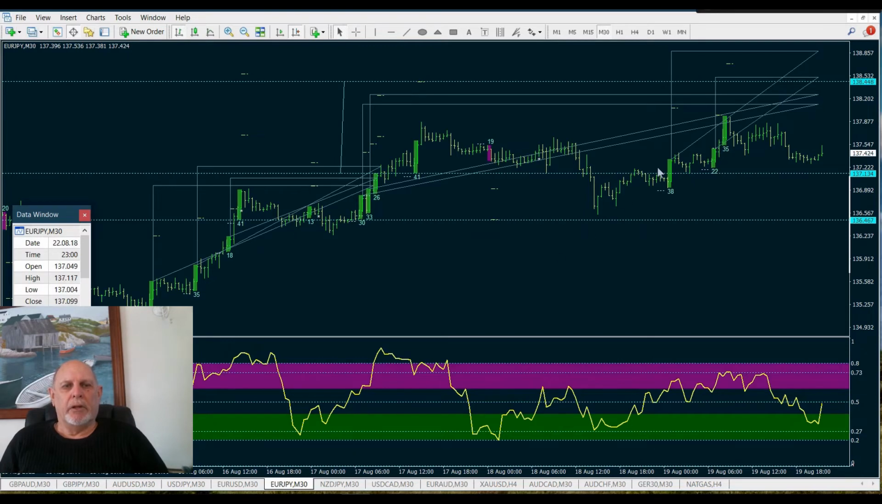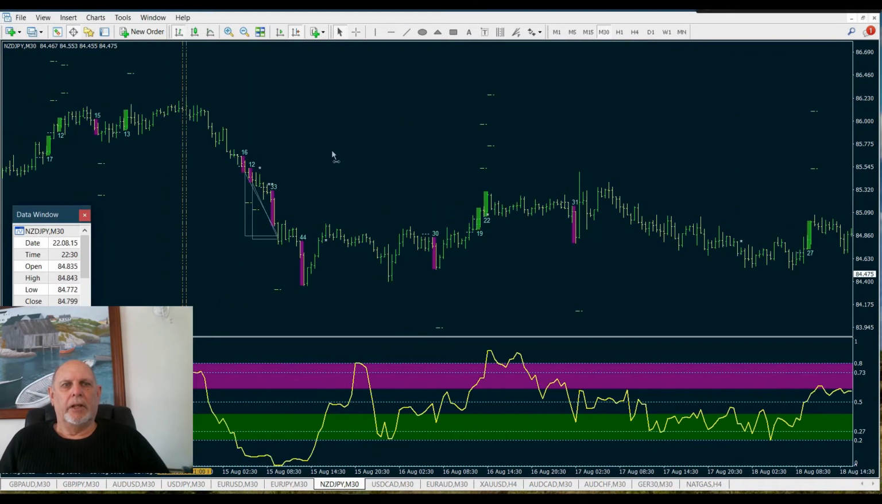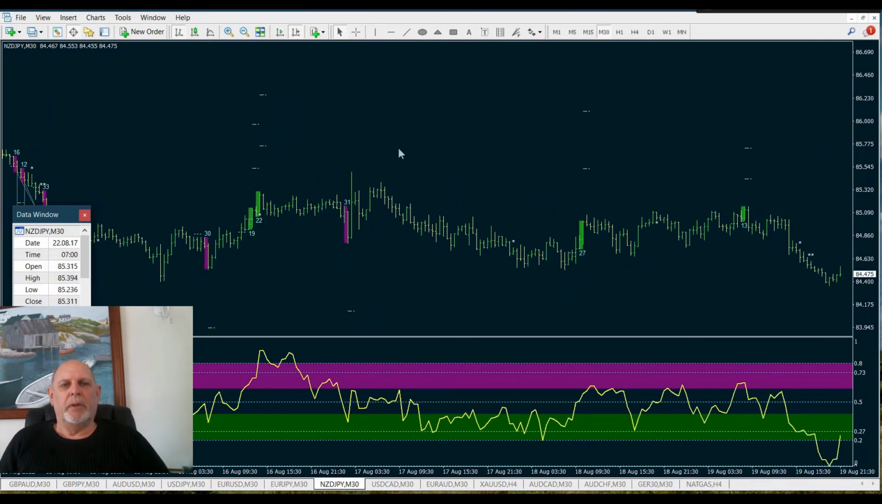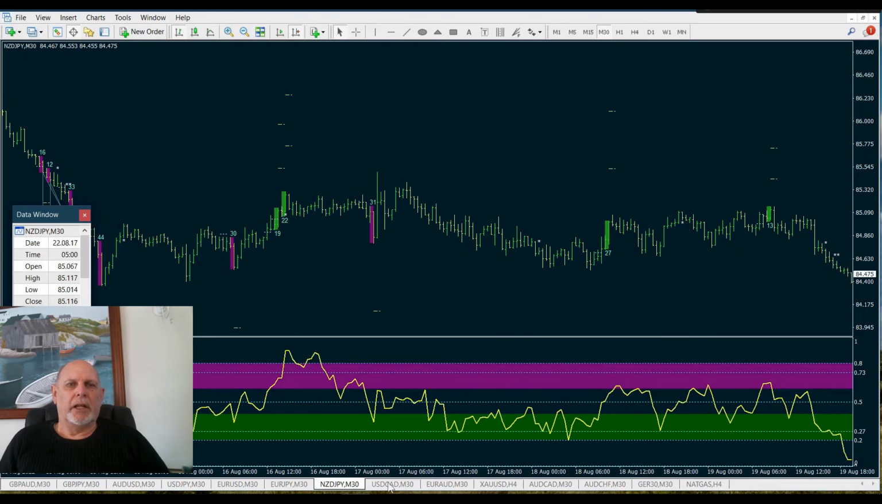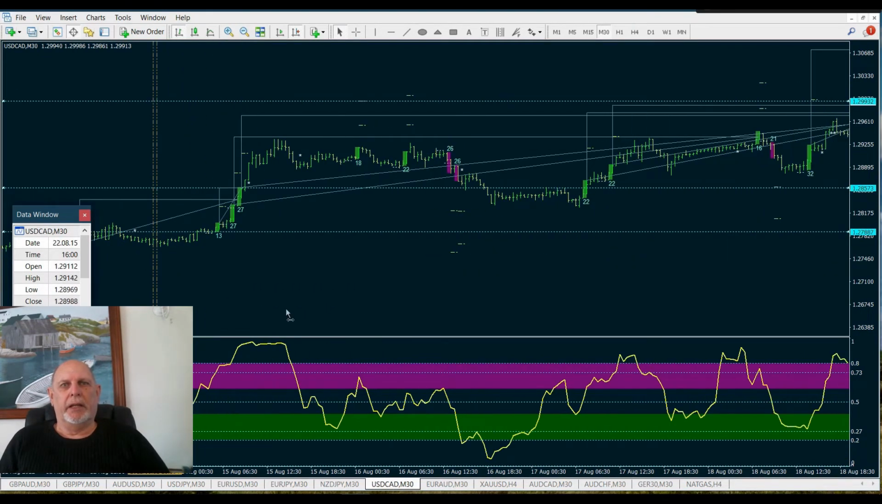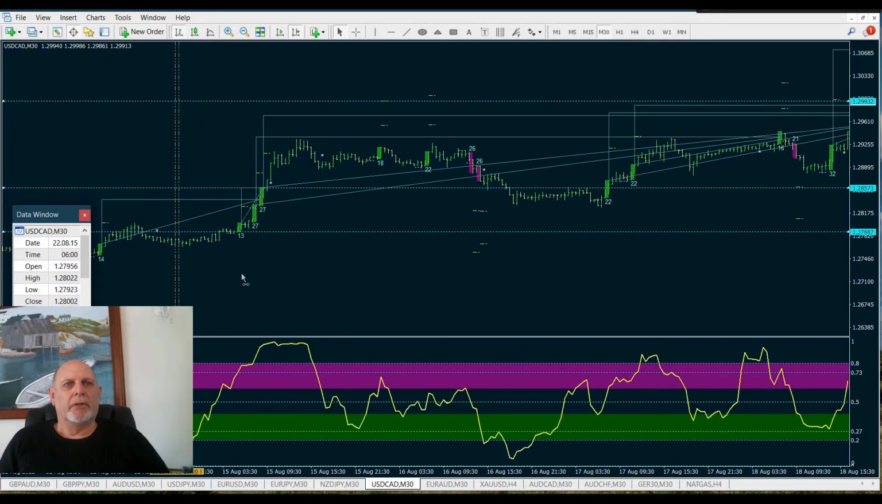The next thing we got is New Zealand yen. New Zealand yen, I should say, nothing to speak of in there. US Canadian. And here we got our 3 little soldiers here. We've got that trade there. So let's just see how that goes over the week.